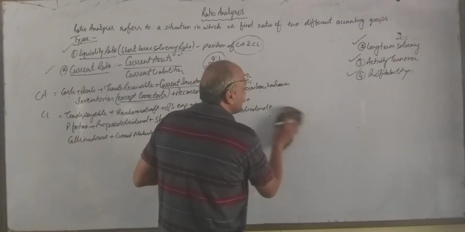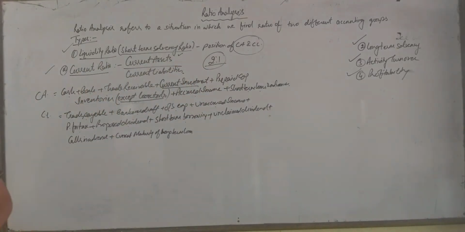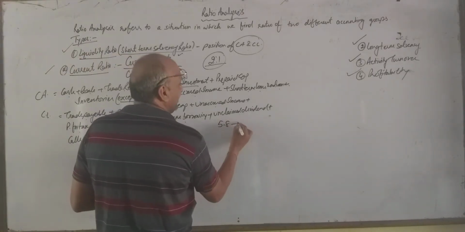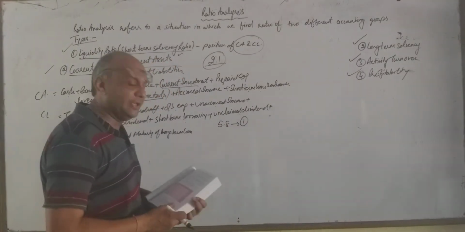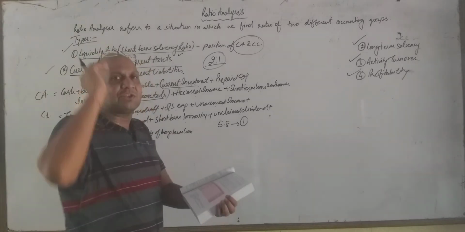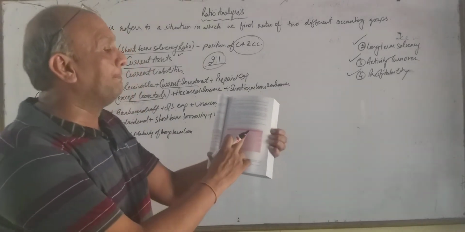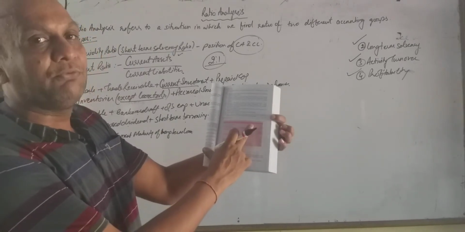Let us take one sum from your book. Illustration number 1, page number 5.8, as per my book. I cannot write all the transactions over here. Here it is given: from the following, compute the current ratio and give your comment.